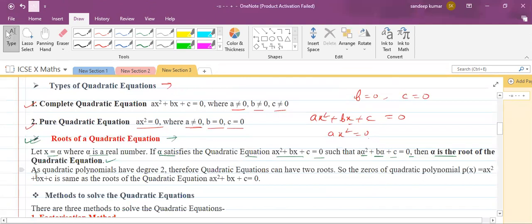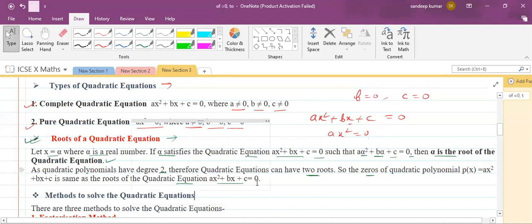A quadratic polynomial has degree 2, therefore a quadratic equation can have two roots. If the degree is 3, it is called a cubic equation, and it will have 3 roots. Similarly, if the degree is 1, it is called a linear equation, so it has one solution. Is it clear? The roots or zeros of the quadratic polynomial p of x is equal to x square plus bx plus c are the same as the roots of the quadratic equation x square plus bx plus c is equal to 0.